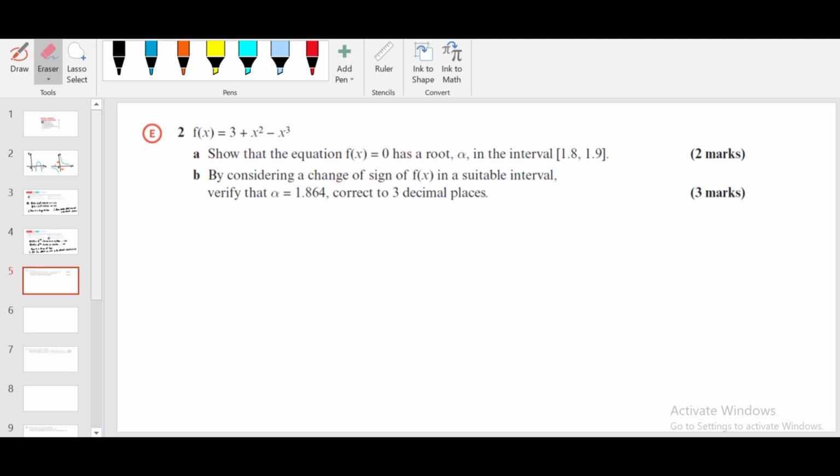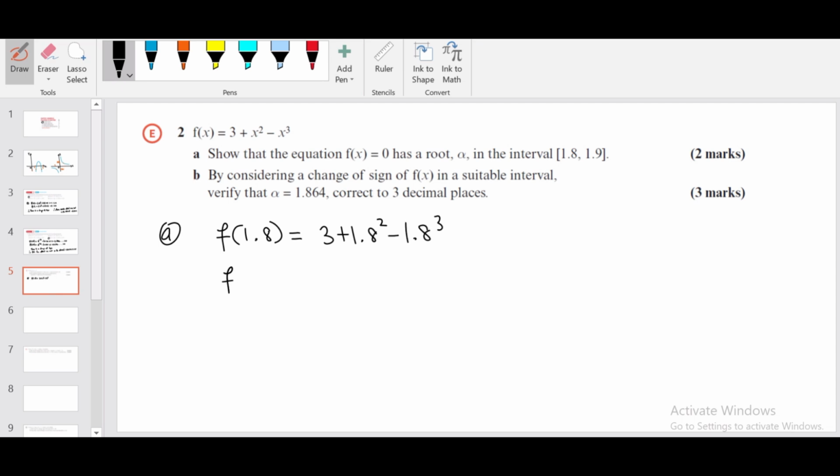So always remember, if there is a trigonometric function involved, you have to keep the calculator in radian mode. Here f of x is equal to 3 plus x square minus x cube. Show that the equation f of x has a root in the interval. So as usual, we need to check the change of sign rule. So find f of 1.8, which is 3 plus 1.8 square minus 1.8 cube, and then f of 1.9, which is 3 plus 1.9 square minus 1.9 cubed.